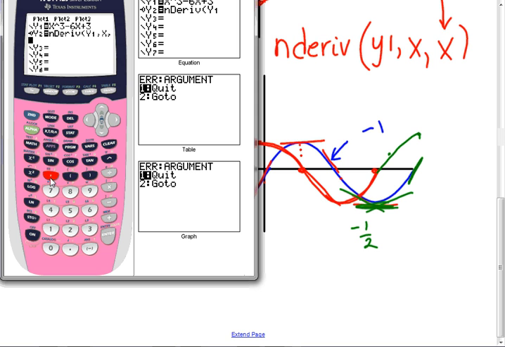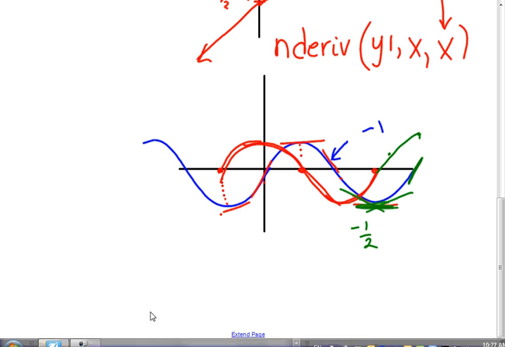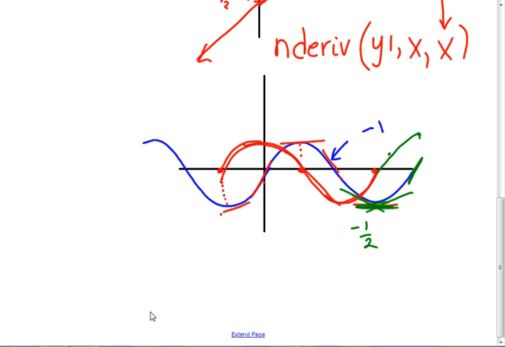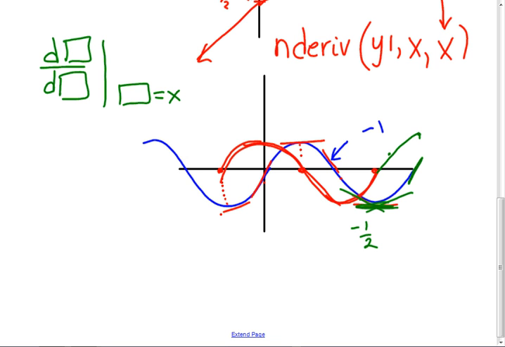Before we did it at a point. Now we're going to do it at x. nDeriv is math 8. Then, if it comes up in pretty print, it's going to be d over d, and then it says x equals. I have it backwards, but that's okay. So here you put y1. Here you put x. And then you want to do it for all x. Yeah, it's off to the side or something.